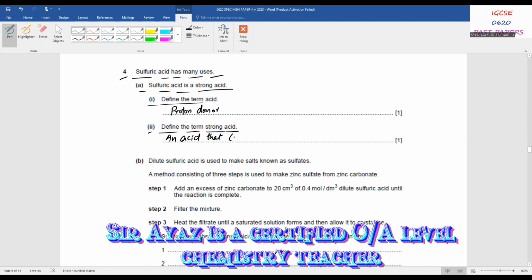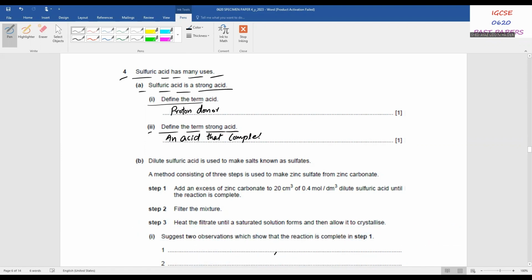That completely dissociate in aqueous solution.